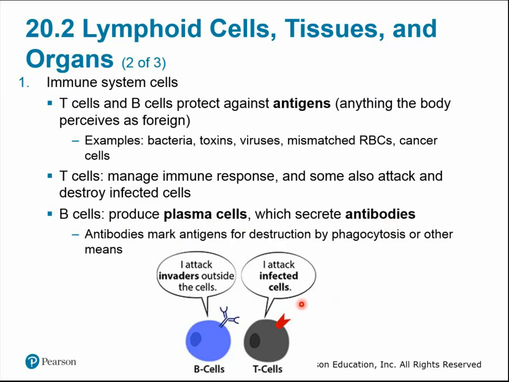So T cells, again, attack infected cells. B cells are going to attack outside of the cell, so things on the surface of the cell.